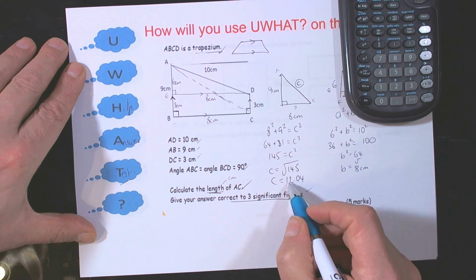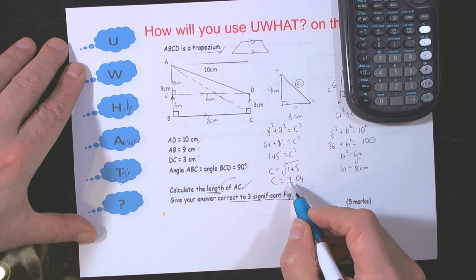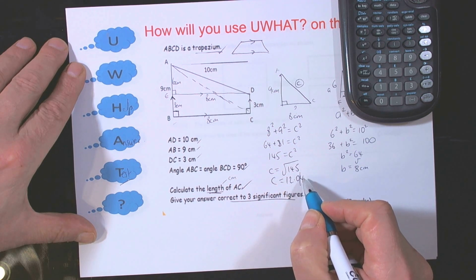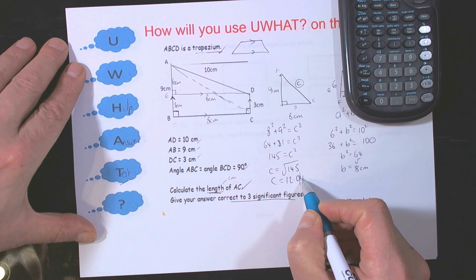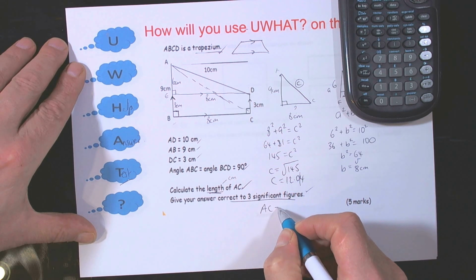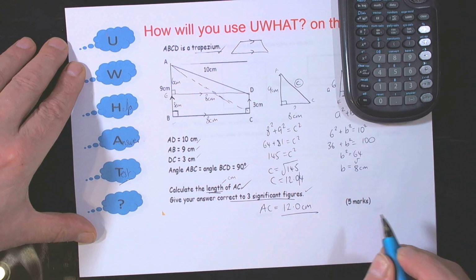3 significant figures, find your first non-zero digit, so 1, and then we count from there. First significant figure, second significant figure, third significant figure, so we're going to cut the answer there. The hundredths is less than 5 hundredths, so the tenths stays as they are. So we can finally write down that AC has a length of 12 centimetres to 3 significant figures.